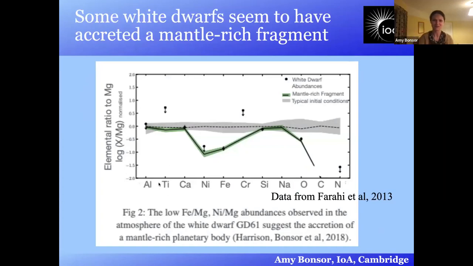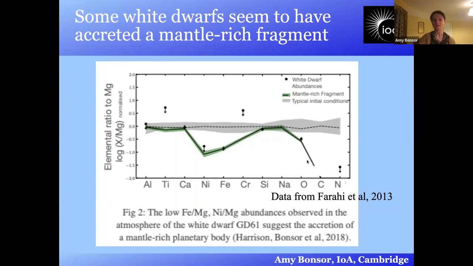Okay, so it's the dreaded plot again, but here we're looking at the elemental ratio to magnesium, and again it's normalized to solar abundances. The gray is the range of initial conditions, so what you would expect if you just took stellar material and plonked it into the atmosphere of the white dwarf. And then this is a really exciting object, GD61, that's accreted lots of different metals, and we've got detections of calcium, iron, silicon, and oxygen.